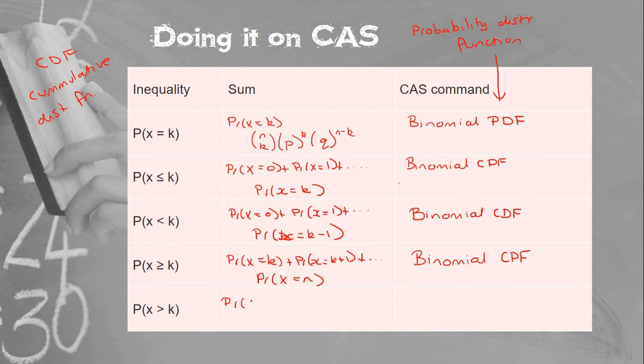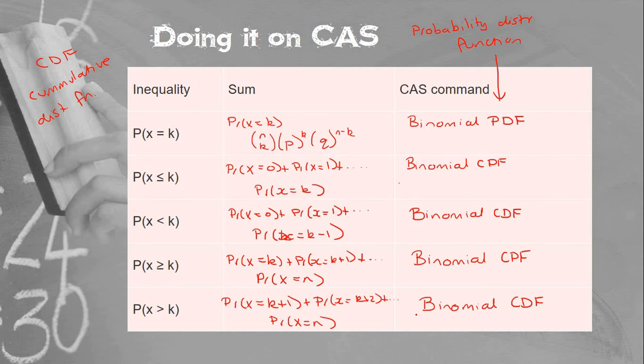X greater than k, we don't include k, so we've got to start at one number past k. And then we would have our next number past k. And then we would keep going, once again stopping only at the total number of trials. And again we use binomial CDF, which is for our cumulative probability distribution function.